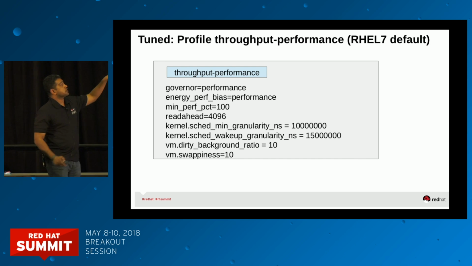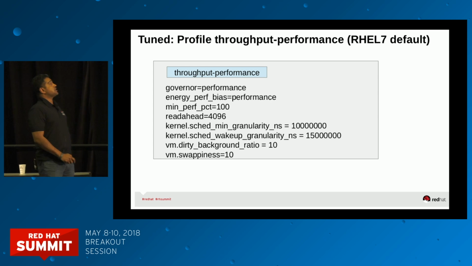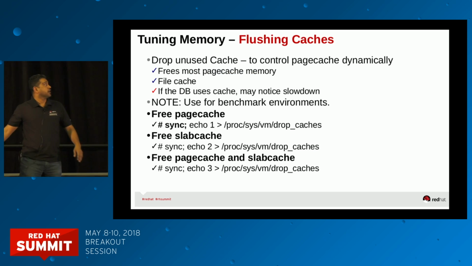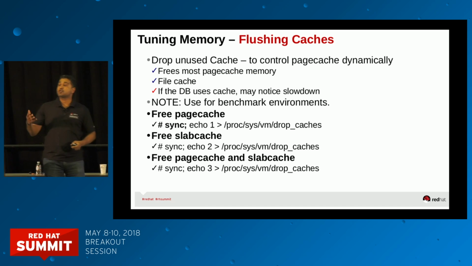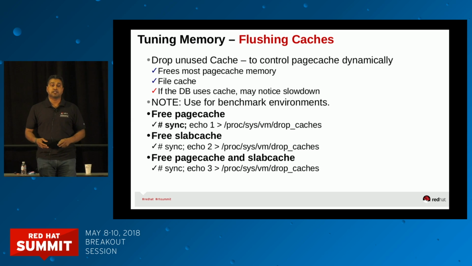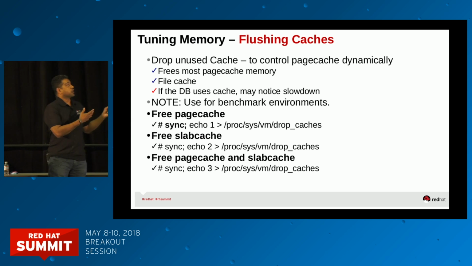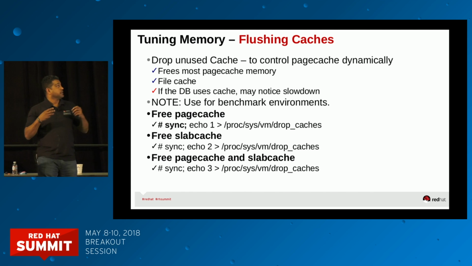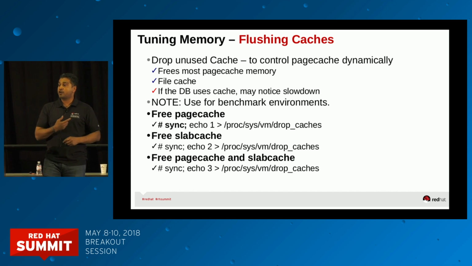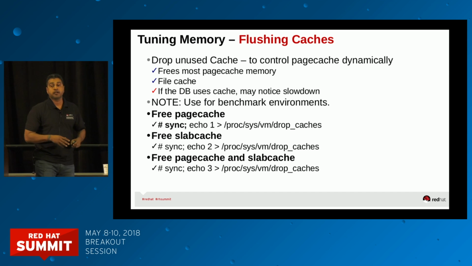So this is the default setting for databases, but we did find that there are several things you can do in order to improve performance of databases. So one of the things you can do to improve the performance of a database is to flush caches. Okay, this is specific to memory tuning.